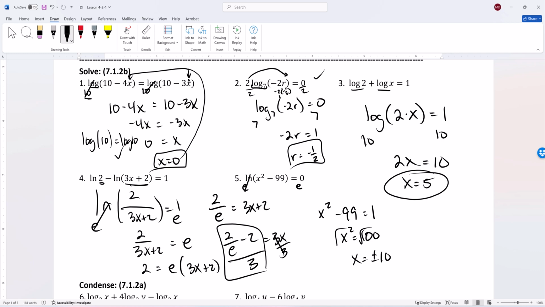Now you have to check it. You do have to plug it back in. All of these you have to plug back in, and you have to check. And so does both of these work? So positive 10, yes. Negative 10, yes. So both of them work.